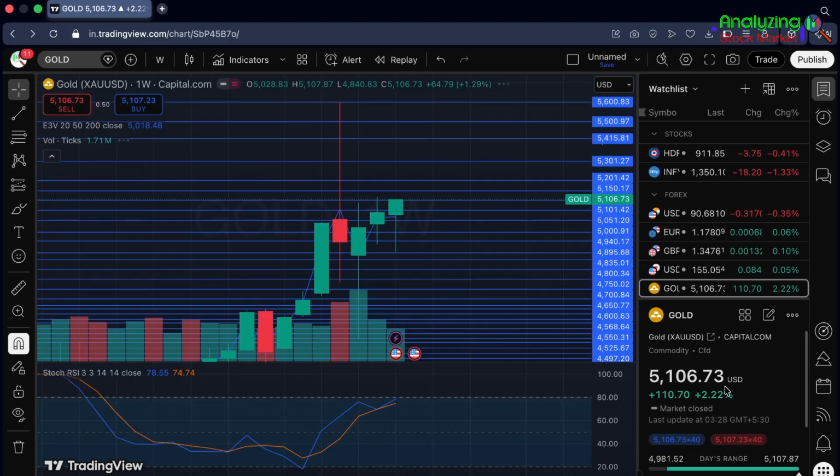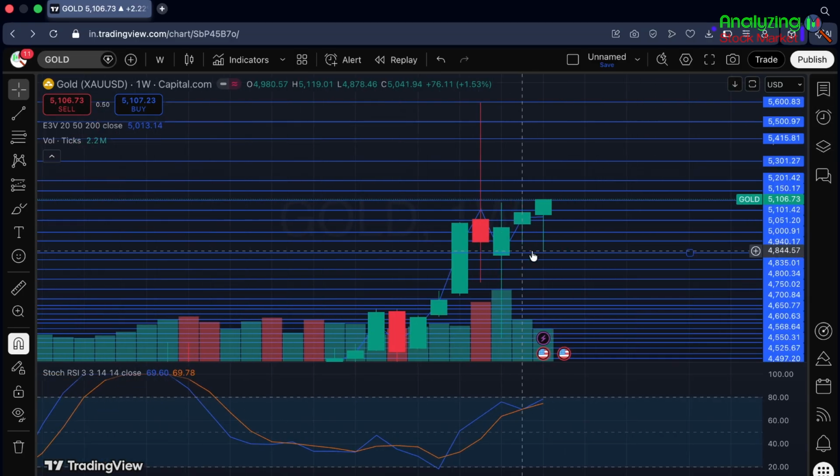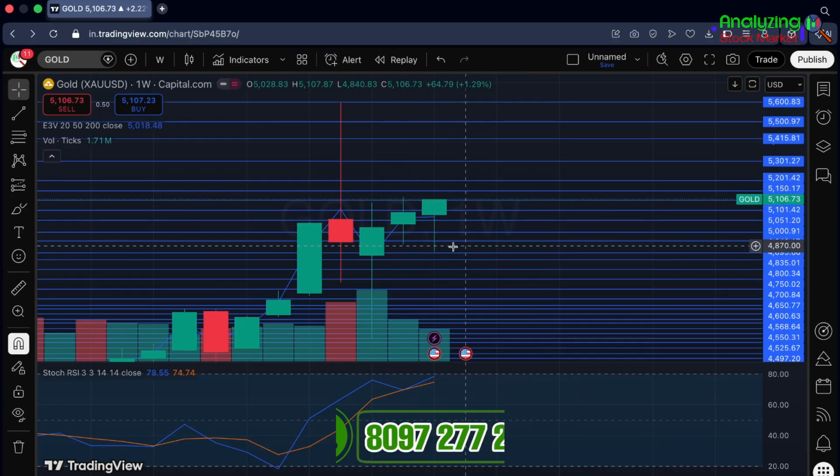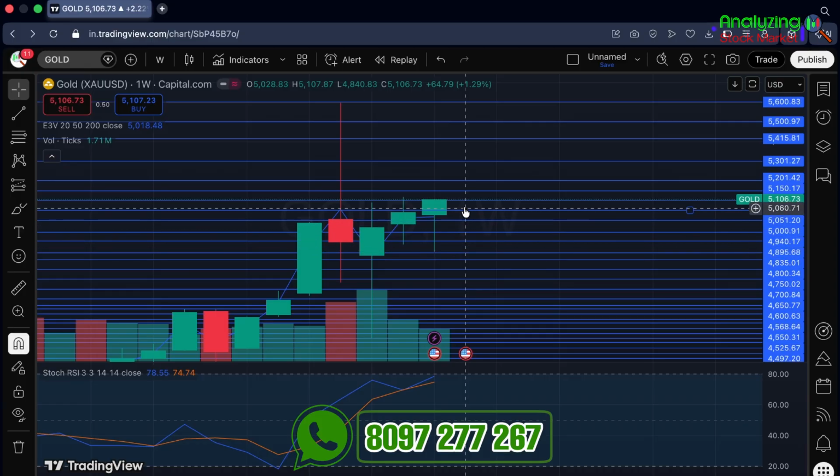So let's open up the weekly chart over here. So here, this is a weekly chart. In this weekly chart, we can see a good bullish candle with a small body, a big lower wick and a small upper wick. If I talk about the stochastic RSI, it is around 74-78 levels, which is indicating a slight negative momentum.